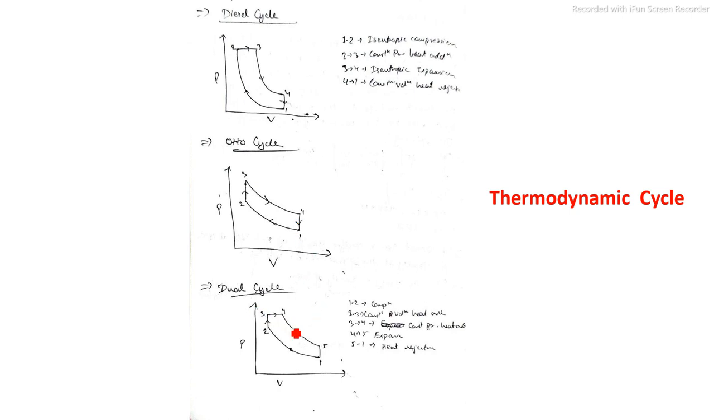And the dual cycle is a mixture of the diesel cycle and Otto cycle, or we can say it has both constant pressure and constant volume. So here you see that from 1 to 2 it is compression, then 2 to 3 is constant volume heat addition, so heat is added at a constant volume. Then 3 to 4 is constant pressure heat addition, where heat is added at a constant pressure. Then 4 to 5 is the expansion, then 5 to 1 is heat rejection.